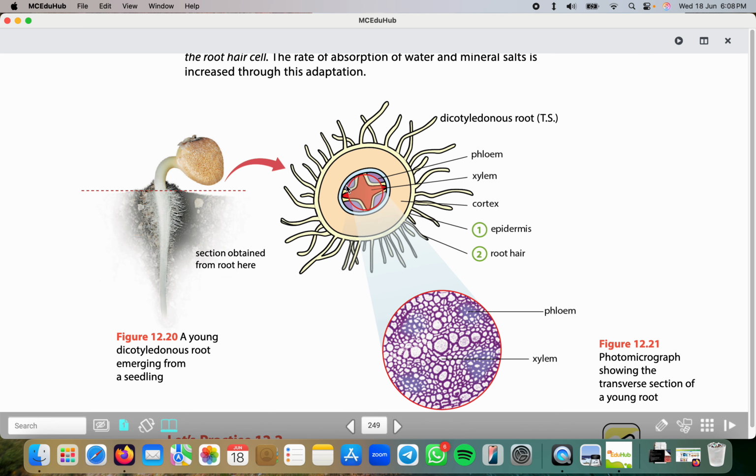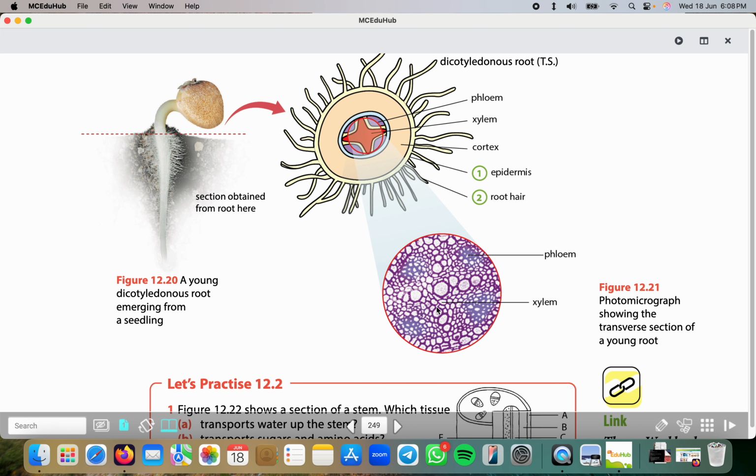If you look carefully, you can see that the arrangement of the xylem and the phloem is very interesting. The xylem forms an X shape. X for xylem. And the phloem takes up the spaces around the X. If you look carefully over here, I can see this X of xylem, and you can see the phloem at the four corners around it.